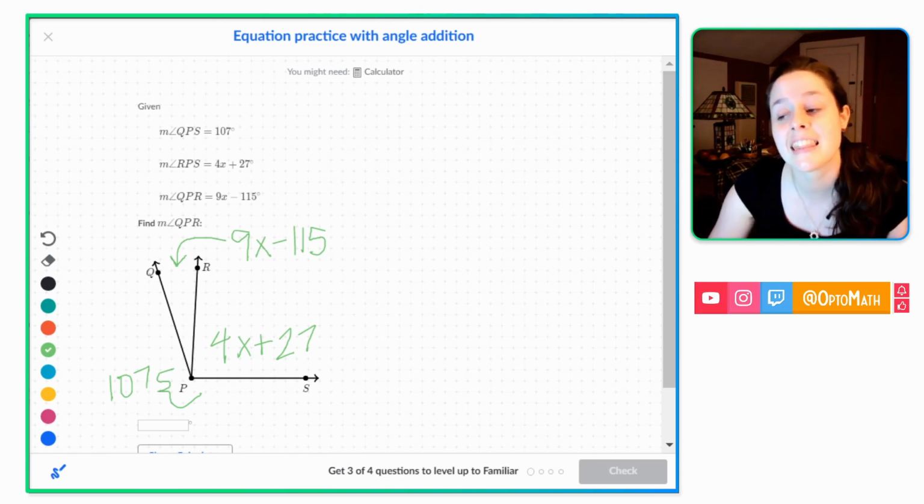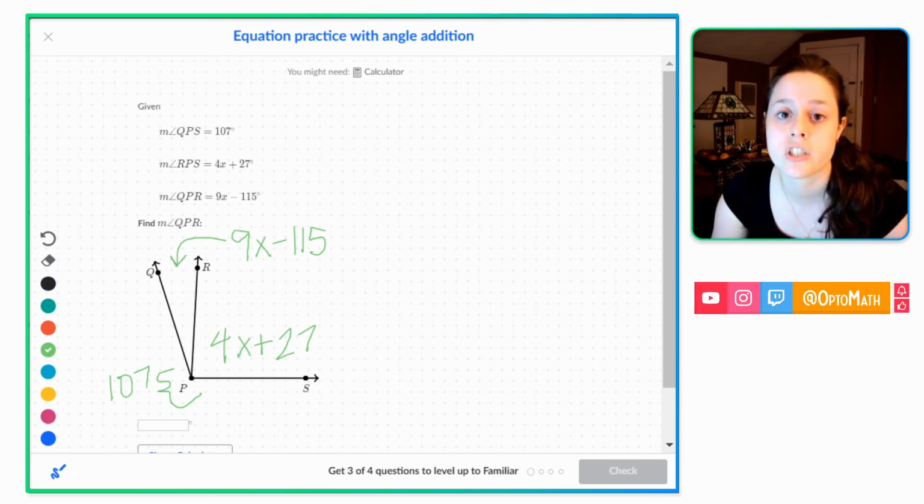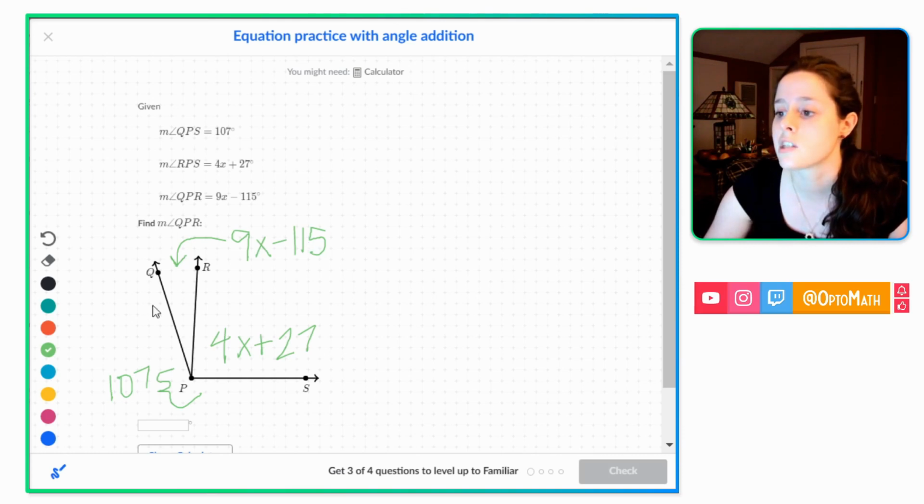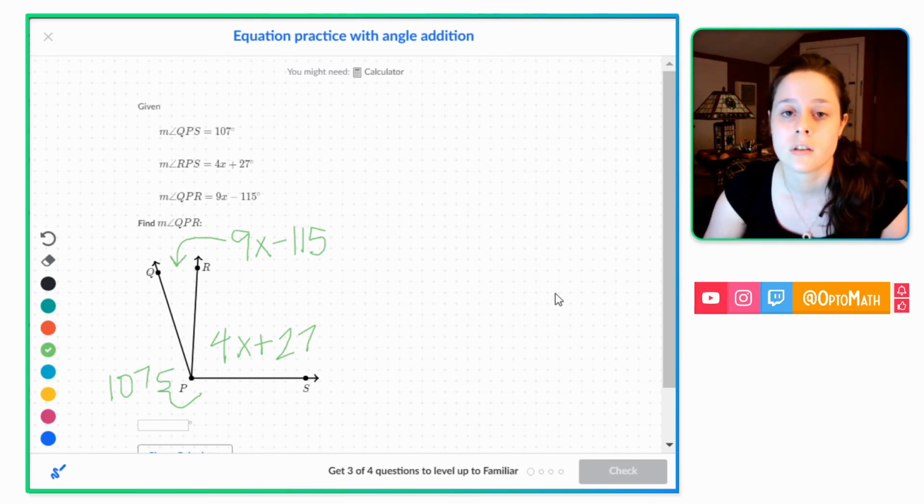Now that we have everything labeled, we need to consider what our process is to find the measure of angle QPR, which is our end goal. So QPR is 9x minus 115. In order to find the numerical value of that, we have to know the value of x first, so we can then substitute it. So is there any sort of way we can rearrange these expressions and this number of 107 to make some sort of equation to solve? And that's where angle addition comes into play.